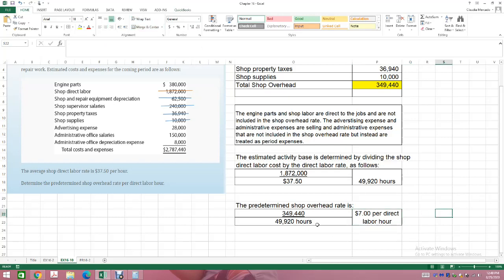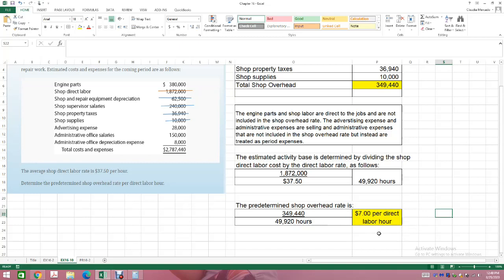Okay, so the predetermined shop overhead rate is going to be $7 per direct labor hour. So what does this mean? This means that for every hour that I spent, I'm going to charge that customer $7 of overhead. Okay, so the direct labor rate is $37.50, and the predetermined shop overhead rate is $7.